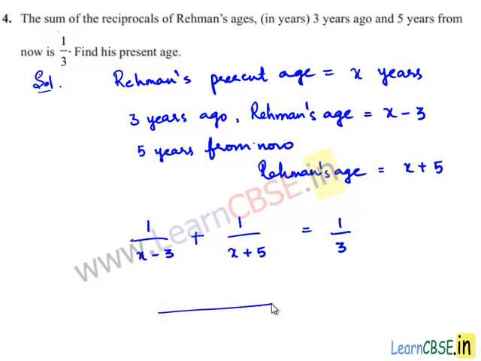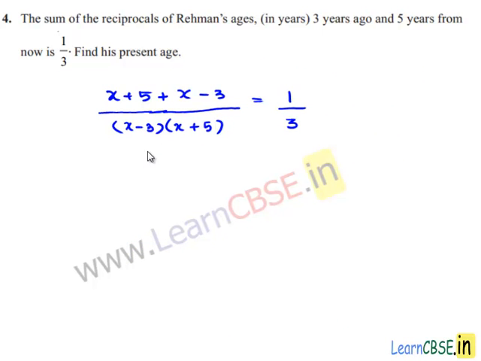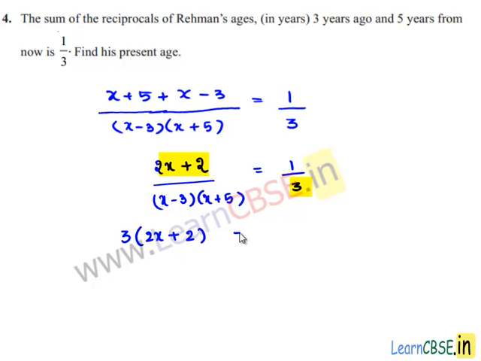Now taking the LCM, x minus 3 multiplied by x plus 5, here we get x plus 5 and here x minus 3. This is equal to 1 by 3. So this becomes 2x plus 2 divided by x minus 3 times of x plus 5 is equal to 1 by 3. So on cross multiplication we get 3 times of 2x plus 2 is equal to x minus 3 times of x plus 5.